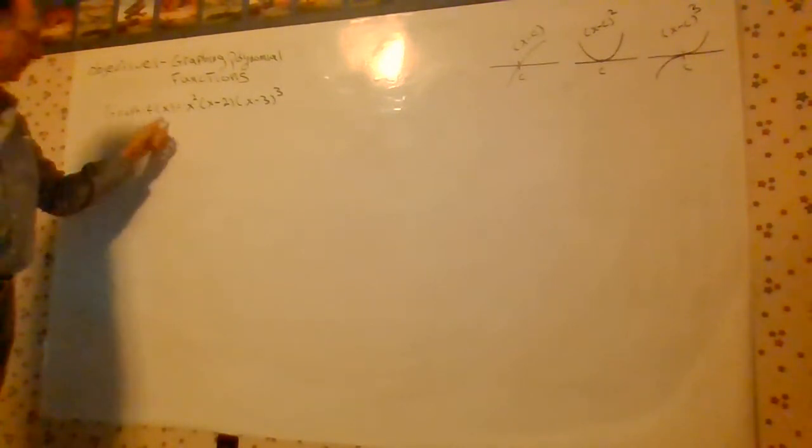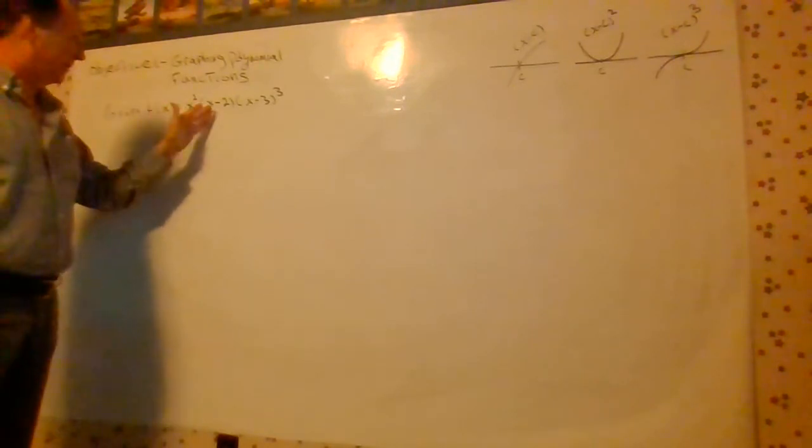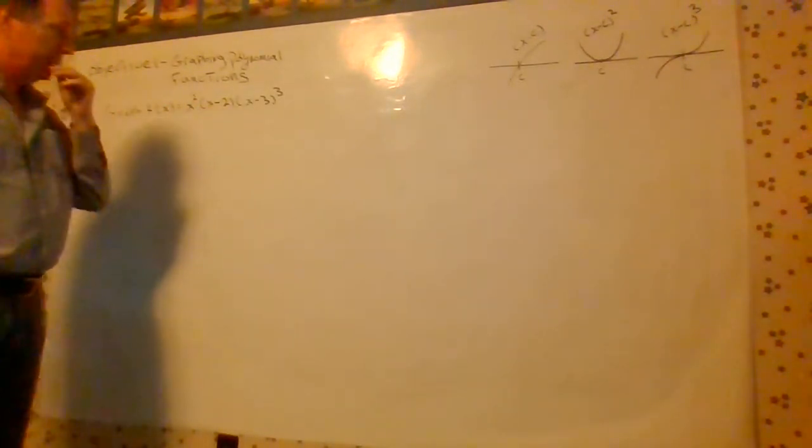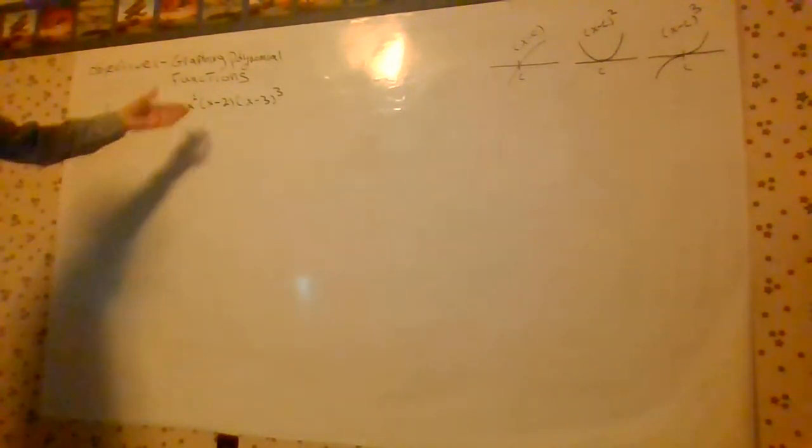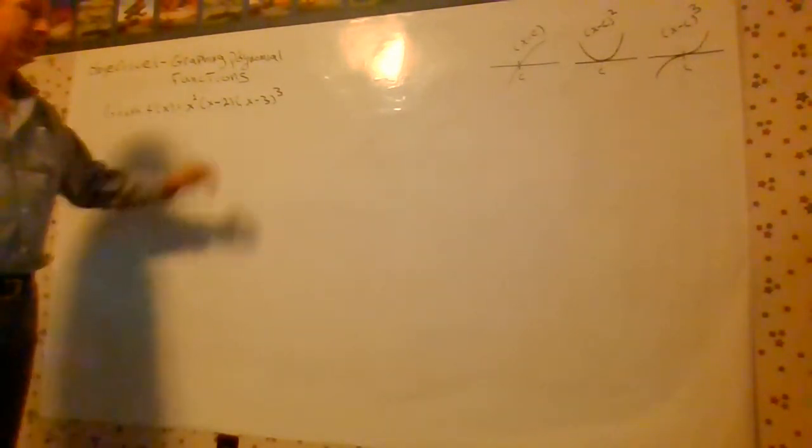Objective 1, graphing polynomial functions. We're going to graph polynomial functions in factored form. For instance, x squared, x minus 2, x minus 3 cubed. Later on in the chapter, we'll talk about factoring these higher degree polynomials. Some can be factored, some can't.